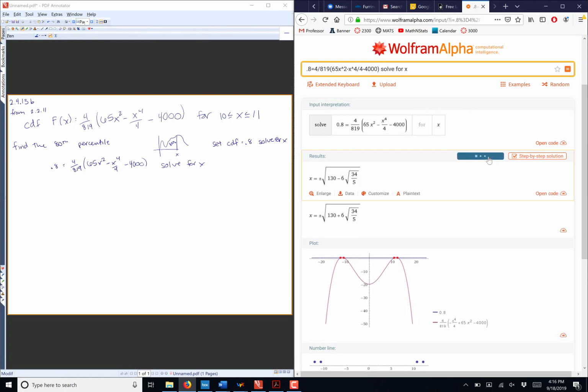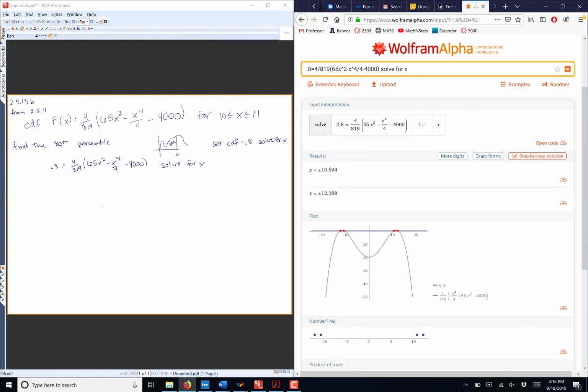Let's see, I'd rather have an approximate form. So coming back over here, I can say that x equals plus or minus 10.694 or plus or minus 12.068.